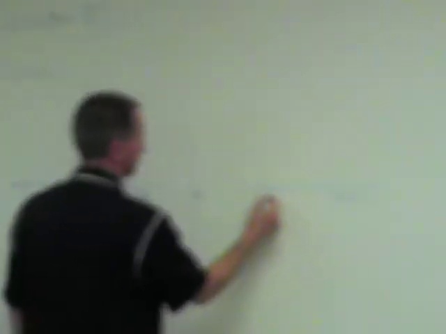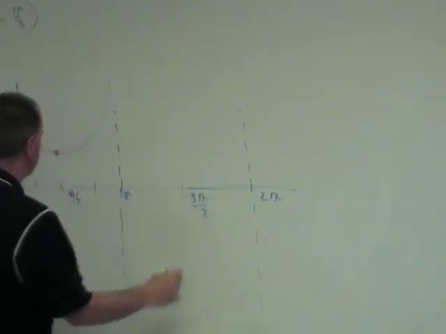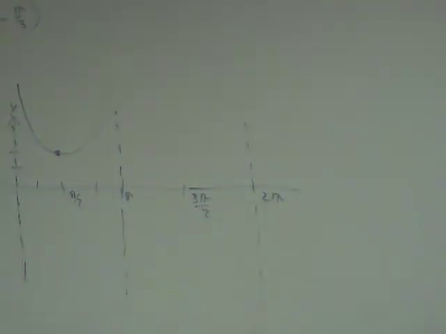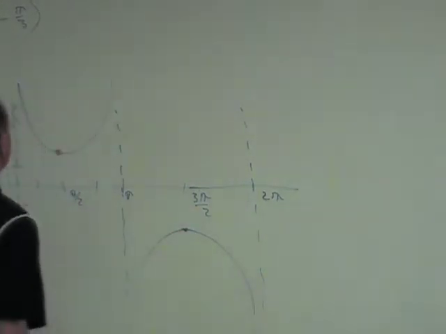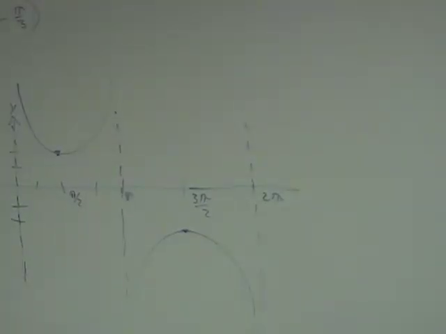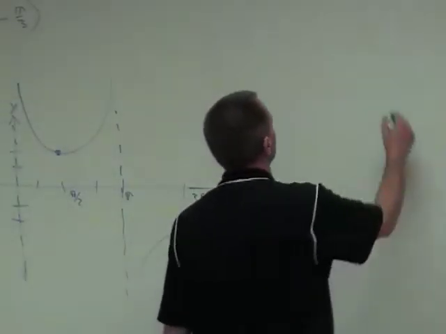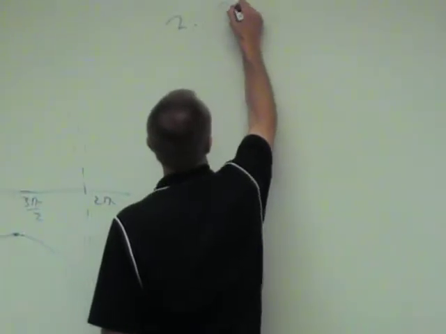What's halfway between pi and 2 pi? 3 pi over 2. What's the y value there? Negative 1. What's the cosecant? Negative 1. Negative 1 times 2, negative 2. Boom. That's 2 cosecant of x. With the pi x over 2, it's going to look like this.